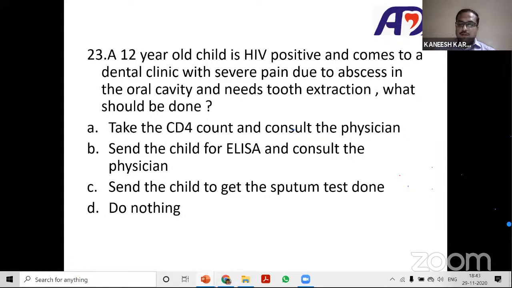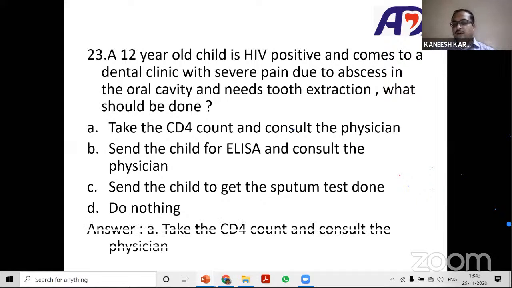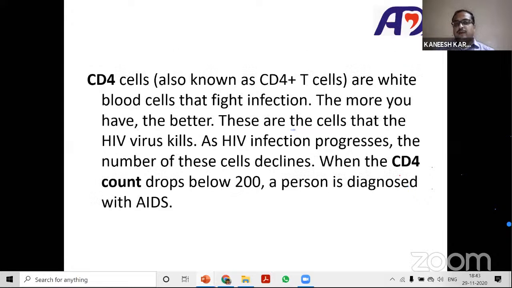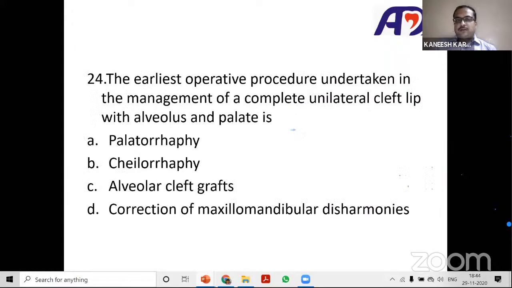Excellent. You have any HIV positive patient who comes in, you should take the CD4 count and consult the physician. CD4 cells are white blood cells that fight infection. The more you have, the better. So in HIV infection, these numbers drastically decline. When the CD4 count drops below 200, the person is diagnosed with AIDS. And if the number is below 200, you should not do any procedures. Only if it is above 200, you can do extraction or fillings or whatever. Okay.